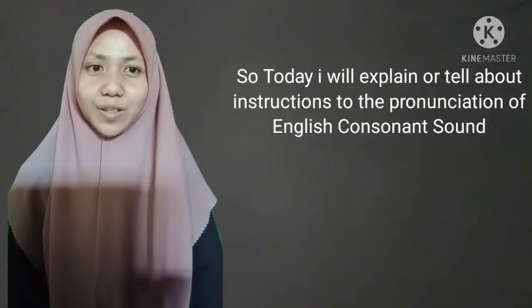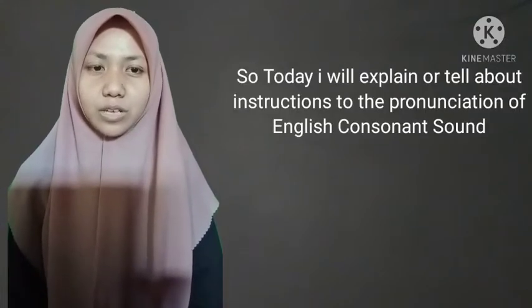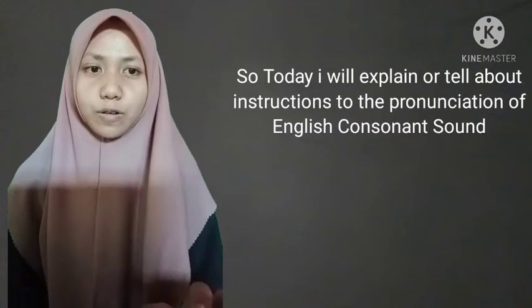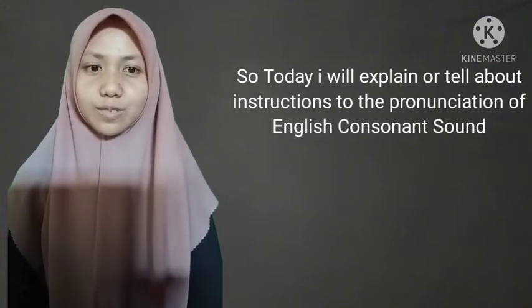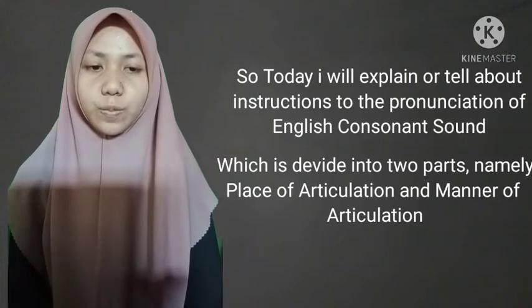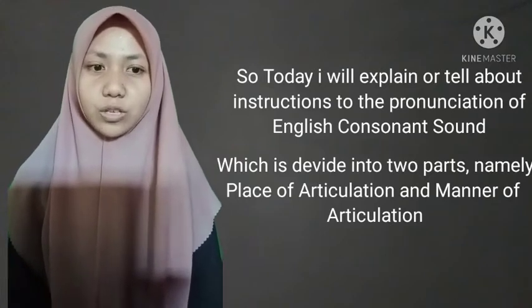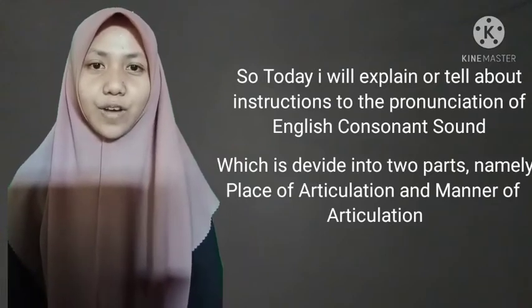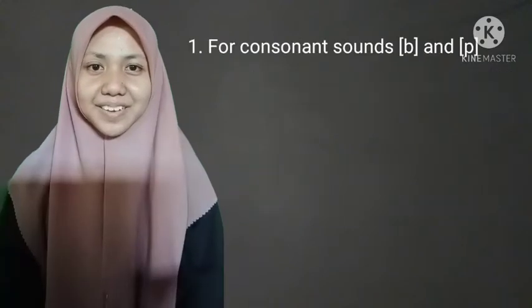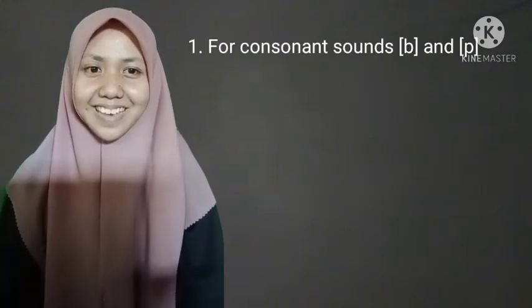So today I will explain instructions for the pronunciation of English consonant sounds, which is divided into two parts, namely place of articulation and manner of articulation. 1. For consonant sounds B and P.